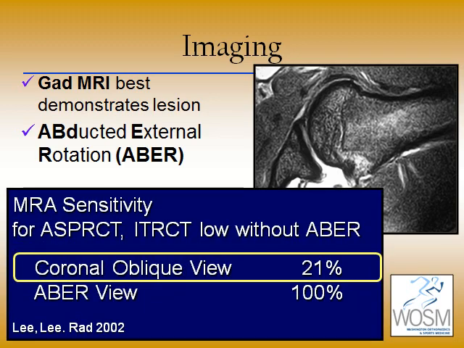Studies have shown that the typical coronal oblique view is only 21% sensitive in detecting pathology of the cuff in undersurface or intratendinous tears, whereas the ABER sequence views allow us to detect it virtually all of the time.